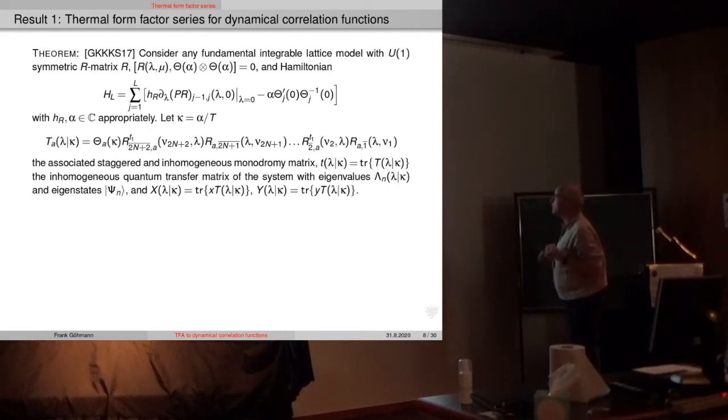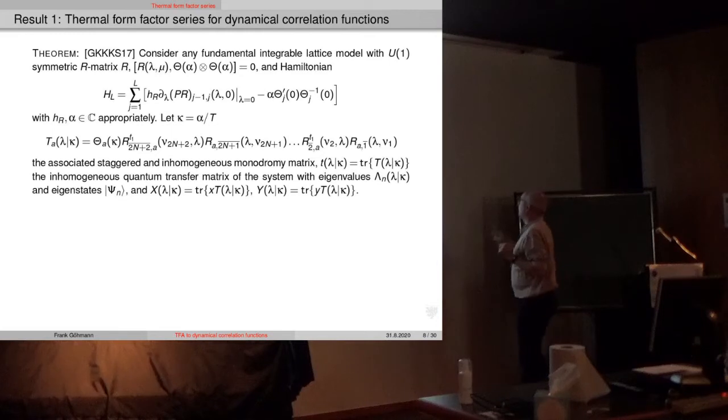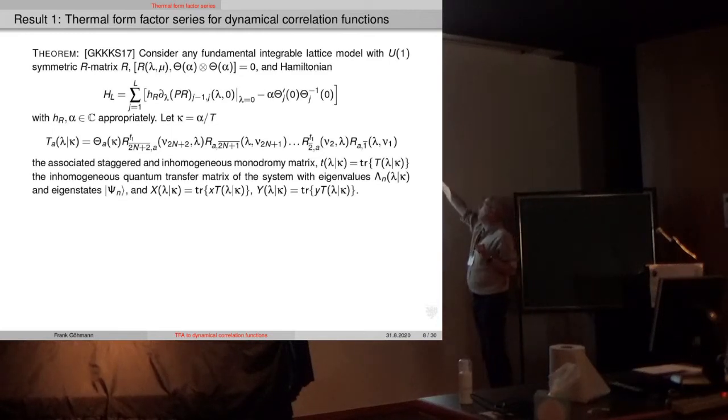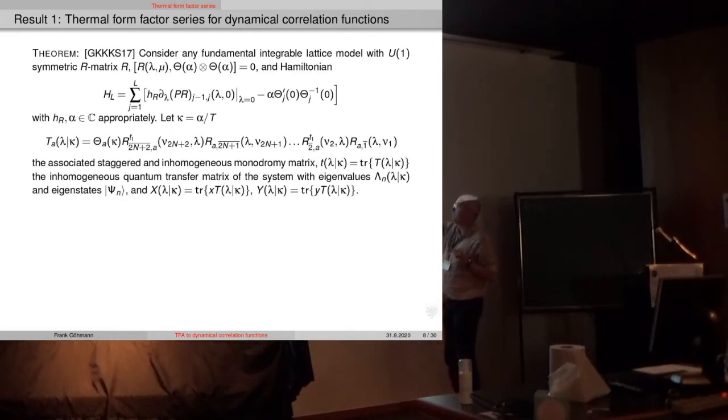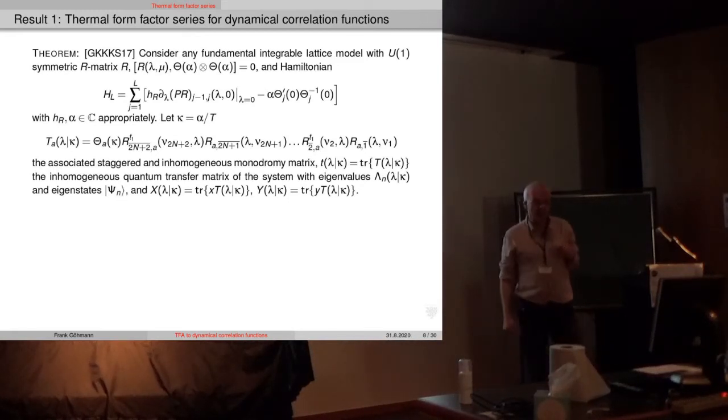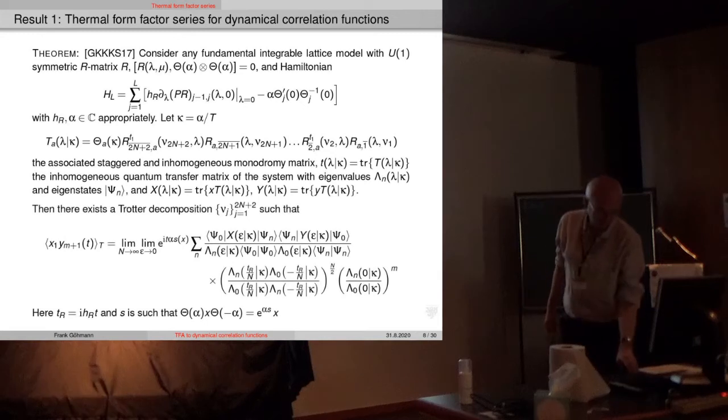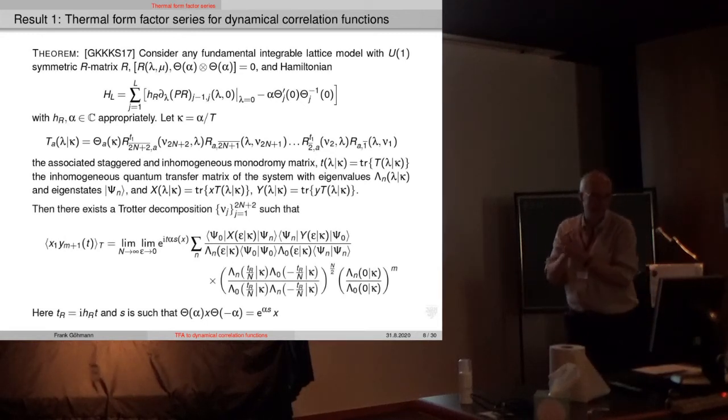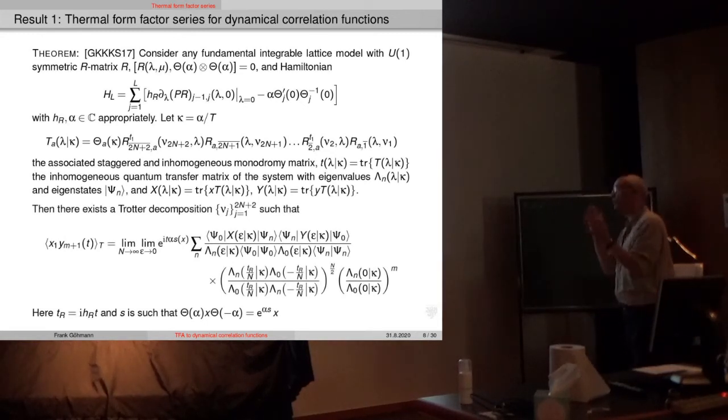The inhomogeneous quantum transfer matrix, whose eigenvalue we denote by capital lambda n, the eigenstates by psi n, and then we introduce the same notation as before. So capital X and Y are the traces of local operators with this staggered monodromy matrix. Then the theorem says there exists a total decomposition. The one I've shown you on the previous page, for instance, is not unique.